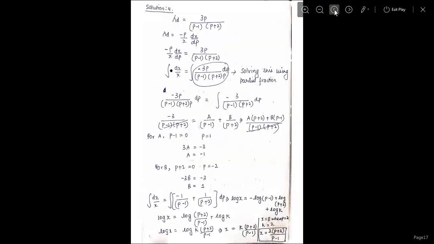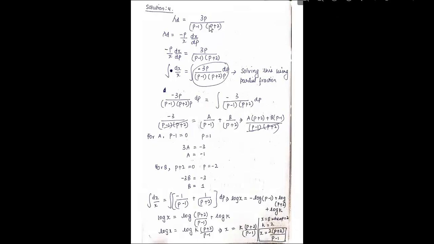Now average revenue, what will be? R by x, just dividing by the number of units, okay? R by x, just dividing by x, we get this one. So average revenue is this.